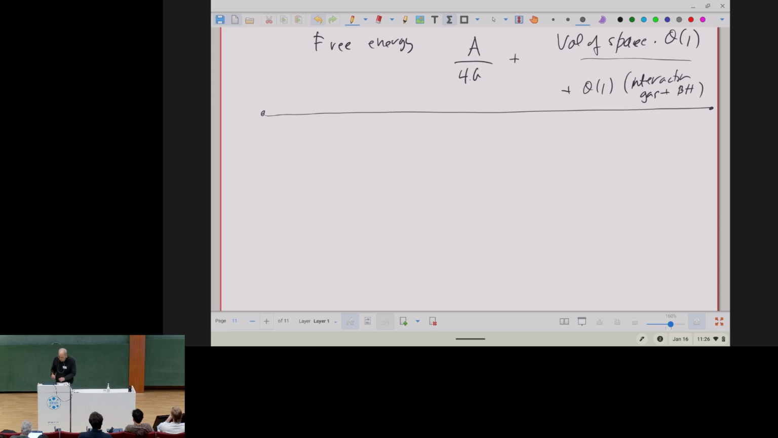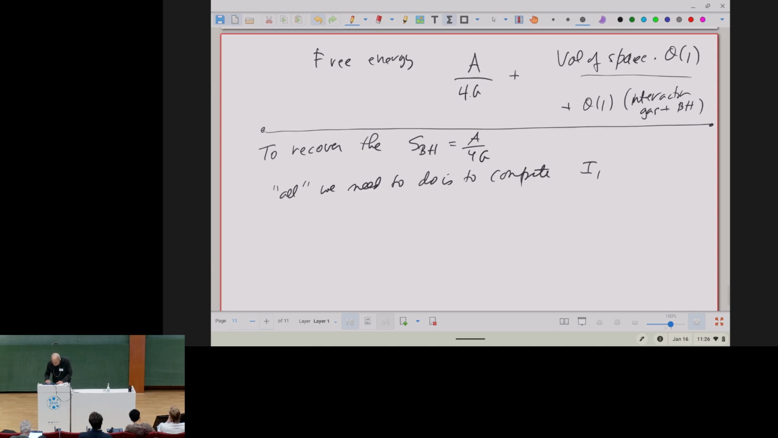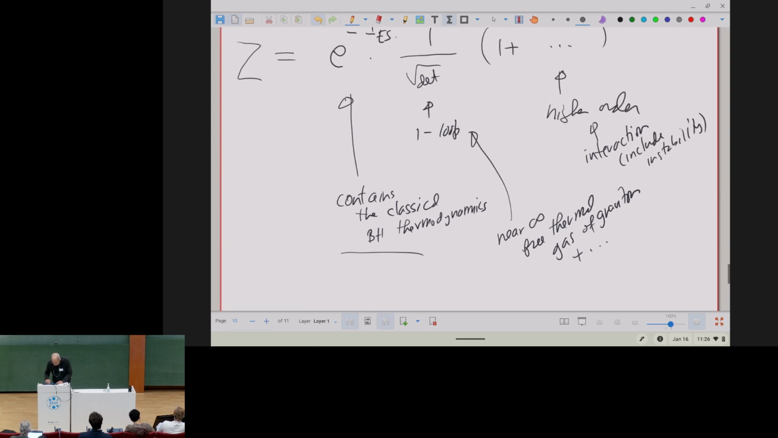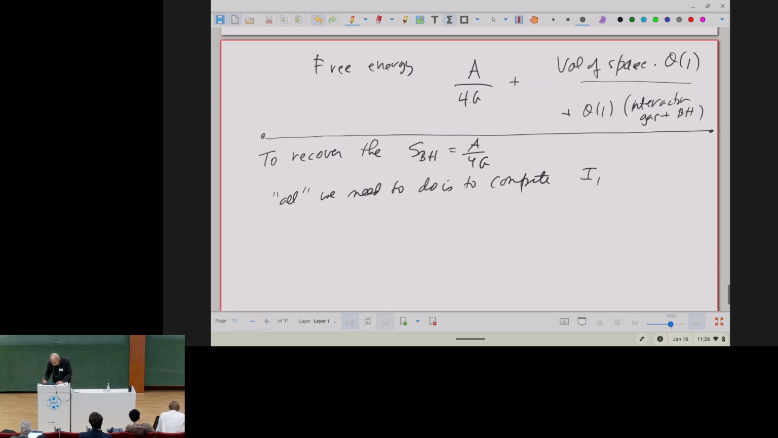Okay, so to recover the Bekenstein-Hawking formula, roughly speaking, all we need to do is to compute the classical action. What did I call it? I called it, I think, I sub S, the action of the Euclidean Schwarzschild solution. Well, let's explain that a little bit better.